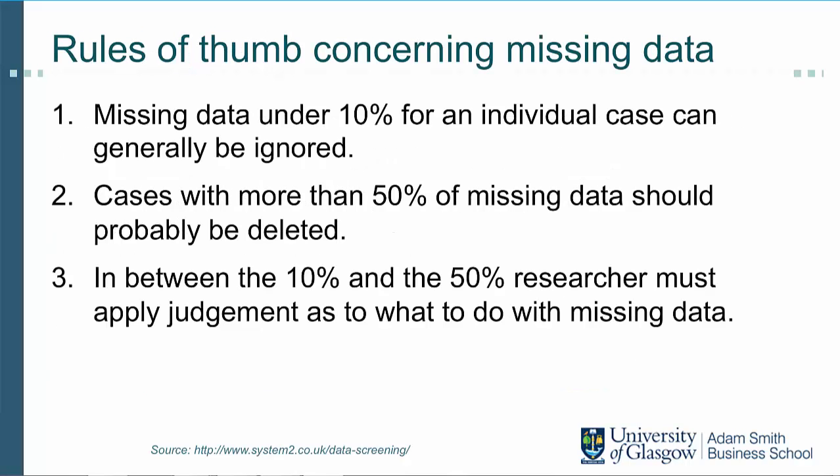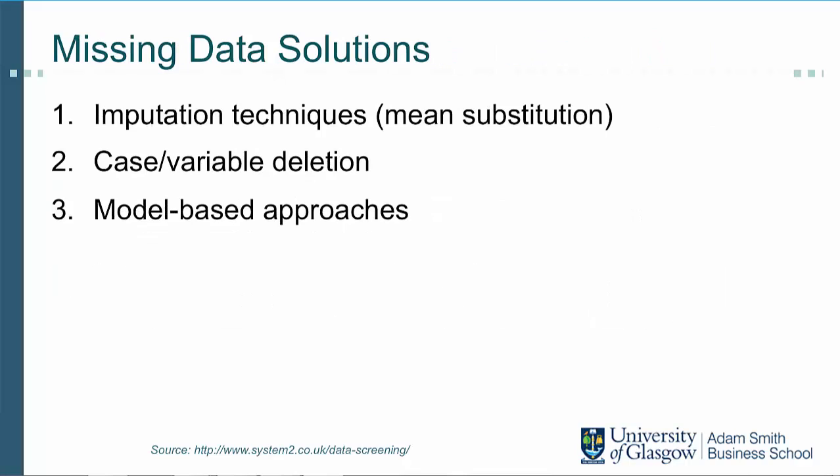Missing data under 10% for an individual case can generally be ignored. Cases with more than 50% of missing data should probably be deleted. In the in-between range of 10 to 50%, researchers must apply judgment as to what to do with missing data. There are several approaches for dealing with this problem, including deletion of cases, imputation techniques, and model-based approaches.